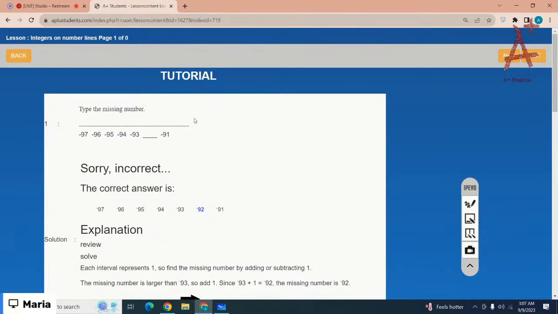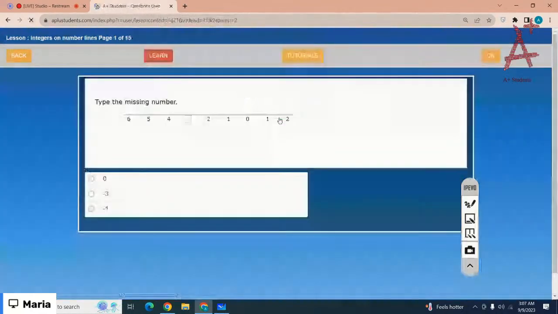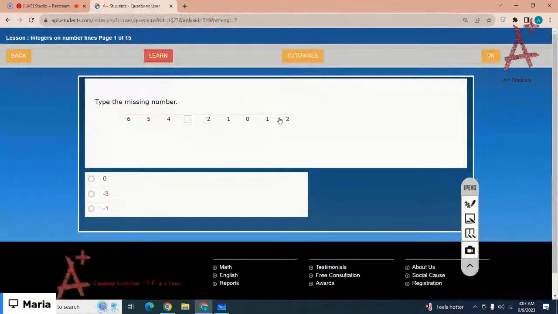Let's start with the test questions. Type the missing number. Which number is missing? Yes, the number between negative 2 and negative 4 is negative 3, right? That means the next number is negative 3. The missing number is negative 3. Very good.